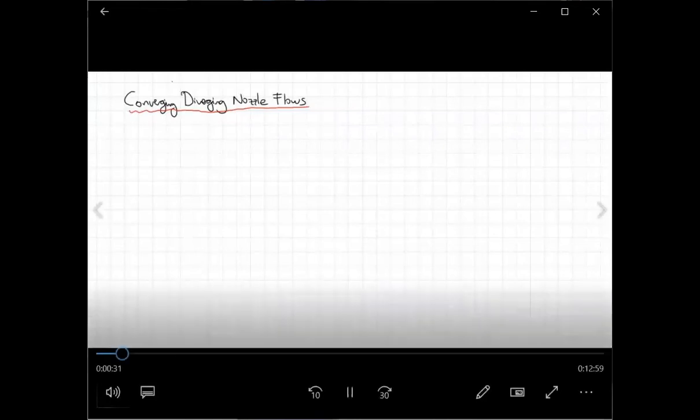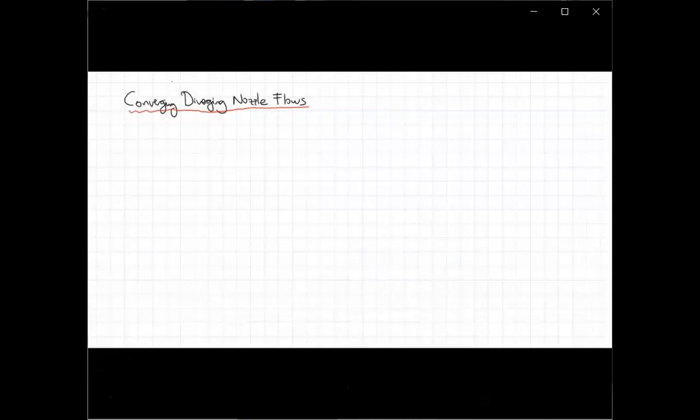Okay, so this class is about converging, diverging nozzle flows. And so we will talk about the flow physics and related equations of converging, diverging nozzle flows, which are frequently used in different applications in aerospace engineering. So here, when we say a converging, diverging nozzle flow, we are basically referring to more or less a geometry like this.